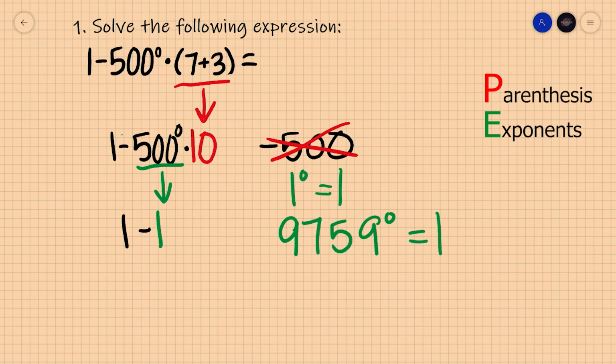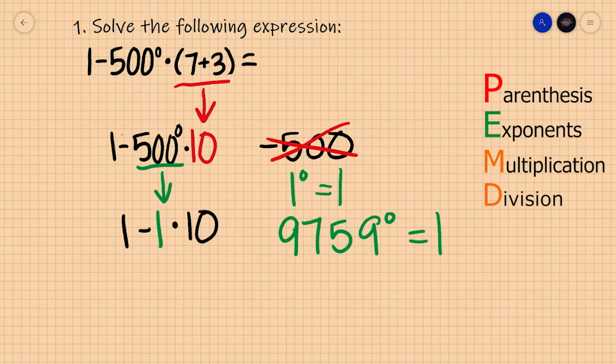So you get 1 minus 1 times 10. Next, you do not do 1 minus 1 next. That will get you 0, and 0 times 10 is 0, and that's not the answer. What you would do here is multiplication or division. In this case, it's multiplication. You would once again not do negative 1 times 10 because it will get you the same answer, but it's not technically correct. You did it the wrong way. So what you have to do is just 1 times 10, and that is 10.